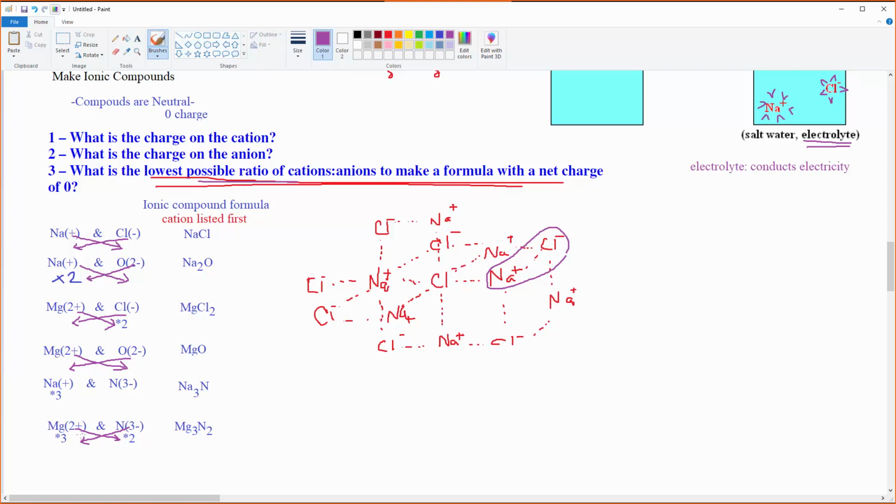So be careful. The crisscross method is super convenient and easy to use, but every once in a while, it's going to throw you off, right? So don't use it blindly as a rule. Just use it kind of as a helper. Does that make sense? You guys with me?